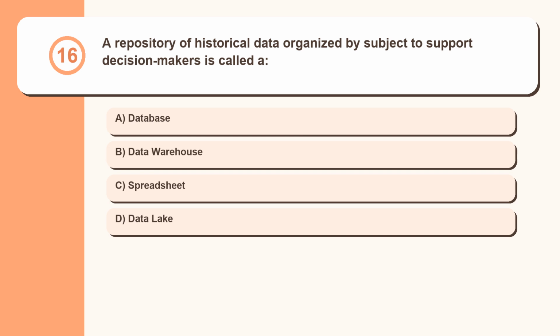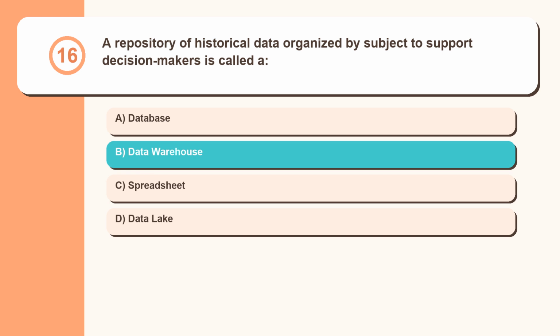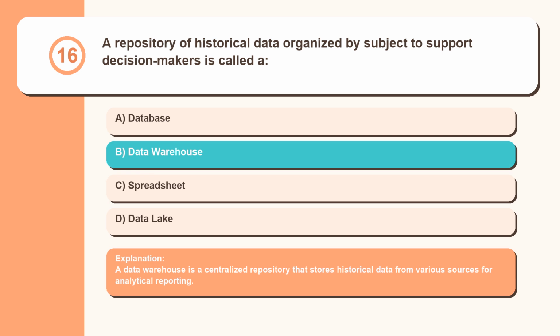Question 16. A repository of historical data organized by subject to support decision-makers is called a database, data warehouse, spreadsheet, data lake. A data warehouse is a centralized repository that stores historical data from various sources for analytical reporting.